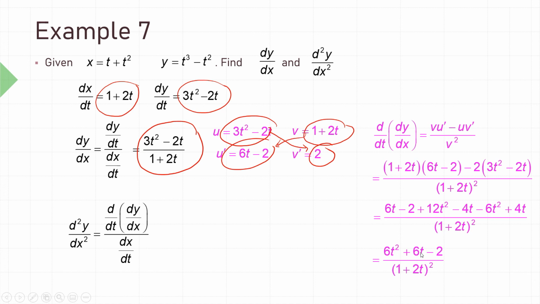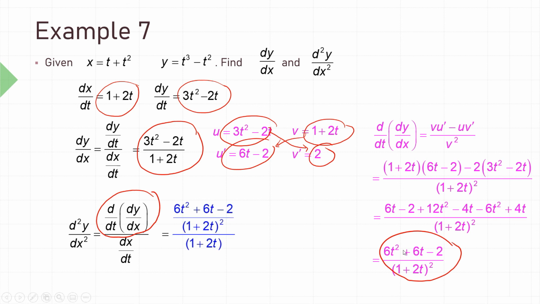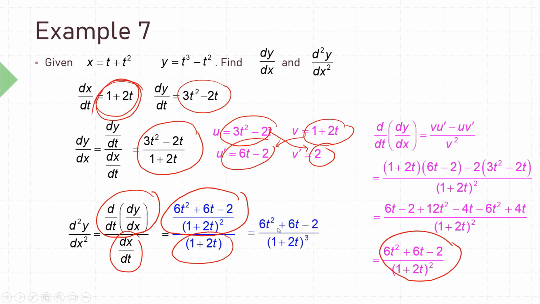So now we already have this part, meaning the one that we differentiate dy over dx with respect to t. So this is the value. So we put it inside here. For dx over dt, we take it from this one. So we have 1 plus 2t. Simplifying this, we get 6t squared plus 6t minus 2 over (1 plus 2t) to the power of 3.